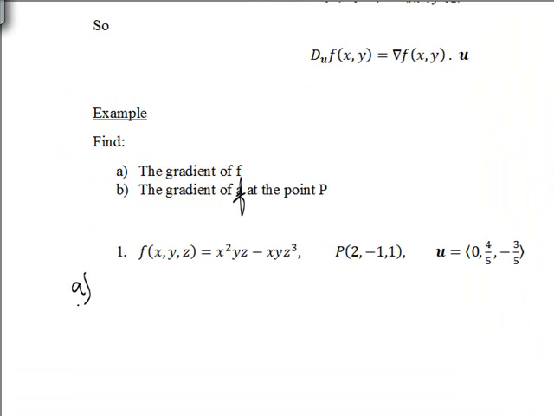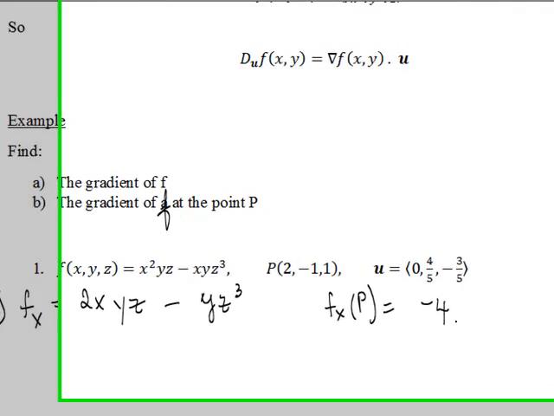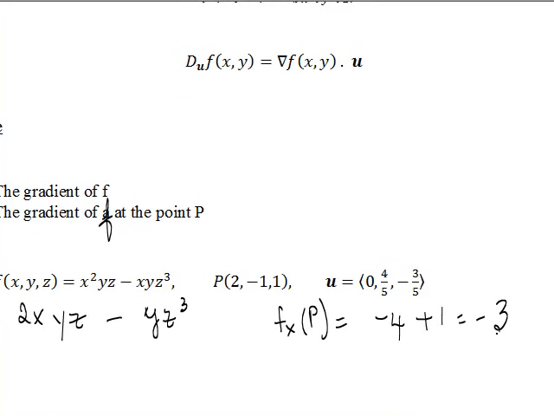So part A, the gradient is just made up of partials. So the first partial with respect to x, 2xyz minus yz cubed. Now, right away, let's find this at the point P. We have to do it anyway, so let's just find it. Substitute these coordinates for x, y, and z. We get 2 2s of 4, so that's a minus 4, and that's a plus 1, which is minus 3.